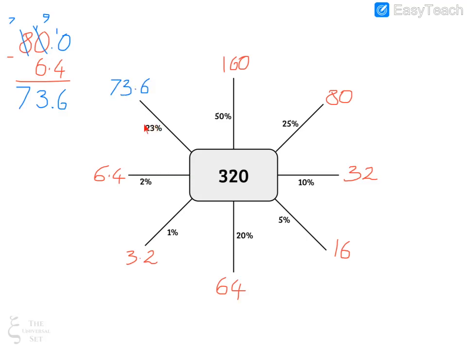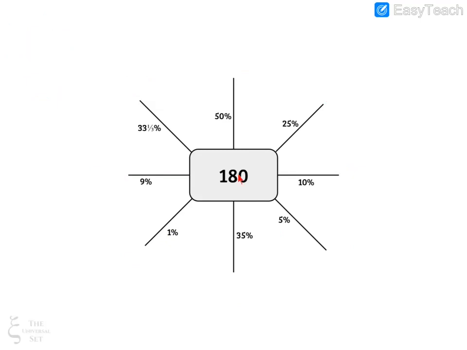That's how we find 23%. I did 25% and I took away 2%. Or like I said before, we could have done 20% plus 1% plus 2%. And if you did that, you would have got exactly the same answer. Okay, we're going to do another one like this with one of these wee spiders. This time we've got 180 is our number in the middle, and we're going to see if we can find these different percentages around the outside.